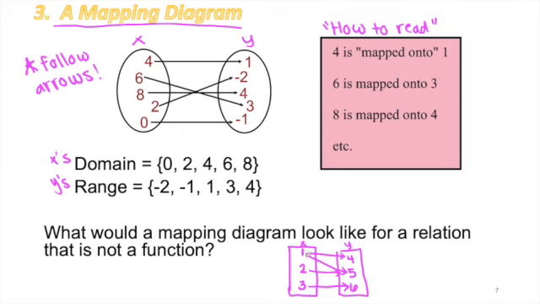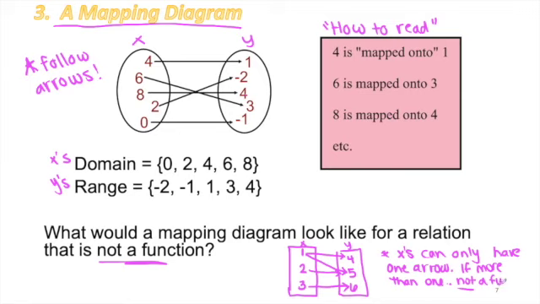So you can see that 1 is mapped onto both 4 and 5. So it has 2 arrows coming out of it. That is what would represent not a function. So your x values can only have 1 arrow. One arrow, 1 arrow, 1 arrow, only ever 1 arrow coming out of them, okay? X's can only have 1 arrow. If more than 1, not a function. Hopefully you can see that on my screen. Okay, so that is a mapping diagram.